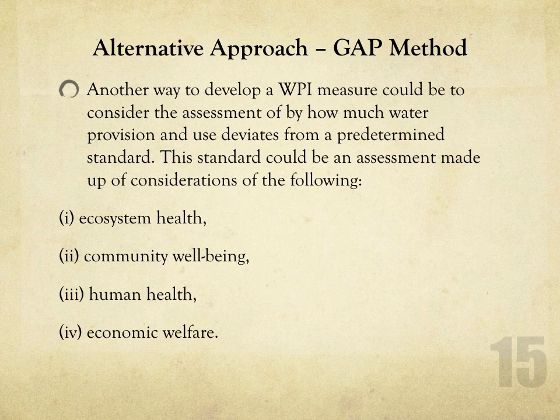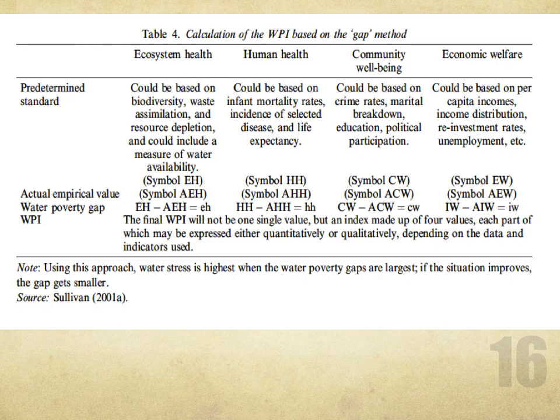So you can have considerations for many elements, a few of which she has given as examples on the slide, like ecosystem health, community well-being, human health, economic welfare. So if you take these four elements based on the gap method and try to calculate a water poverty index, then you get something like this, which is shown on this slide. Although she doesn't have a predetermined standard, she says that for say ecosystem health, the predetermined standard could be based on the biodiversity, waste assimilation, and resource depletion, because all of these three are the characteristics of ecosystem health, and that could also then include a measure of water availability.